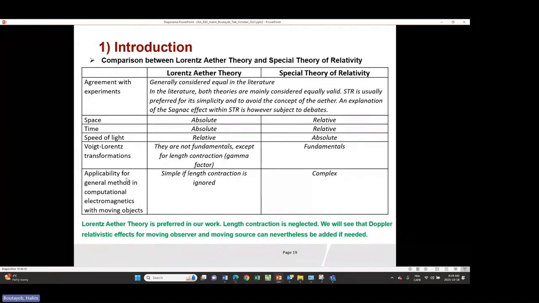In terms of applicability for a general method in computational electromagnetics with moving objects, it is much simpler to use Lorentz ether theory. It is simpler if you ignore the length contraction. However, for special relativity, it's complex to analyze, for example, multiple objects moving at different speeds. So in our work, we prefer Lorentz ether theory, and the length contraction is neglected, but we will see that the relativistic Doppler effect for moving observer and moving source can still be added and can still be considered in the problems.